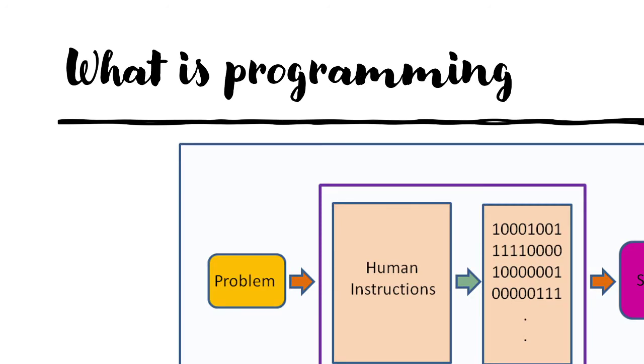Let's go to our next question. What is programming? Now, to answer this question, let's answer another question. What is a program? So, a computer, like we defined, is something that takes an input, does some processing, and sends an output.